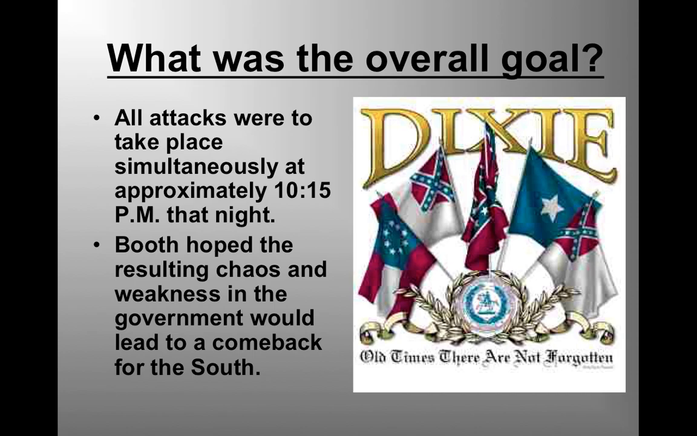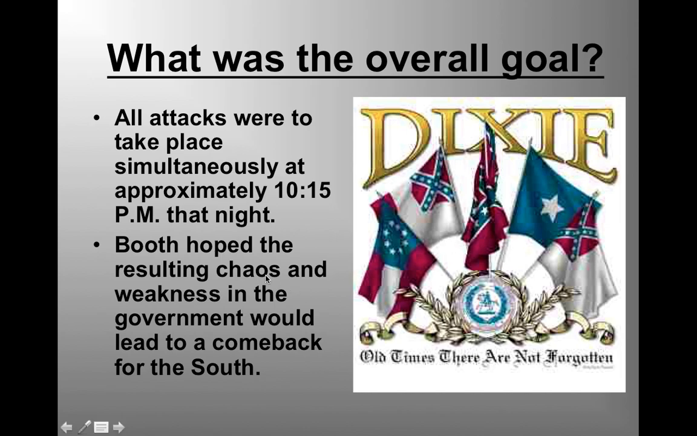The overall goal, and here's where this gets really crazy. John Wilkes Booth wanted to have all these attacks take place simultaneously at about 10:15 on the evening of Friday, April 14th. So again, for your assignment here, you're looking at Friday, April 14th, 10:15. That's when all this was supposed to go down. Now you might say, why would John Wilkes Booth want to kill at the same time the President of the United States, the Vice President of the United States, Andrew Johnson, and Secretary of State, William Seward?